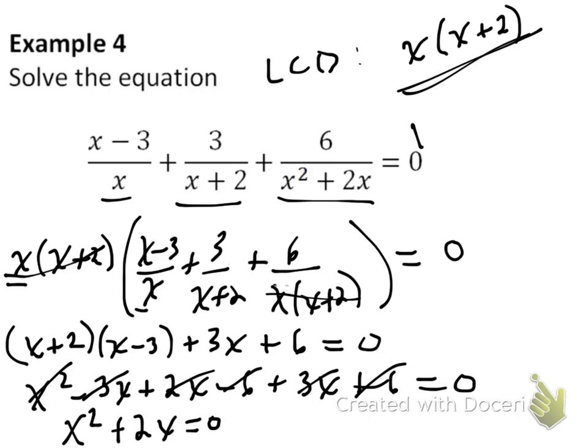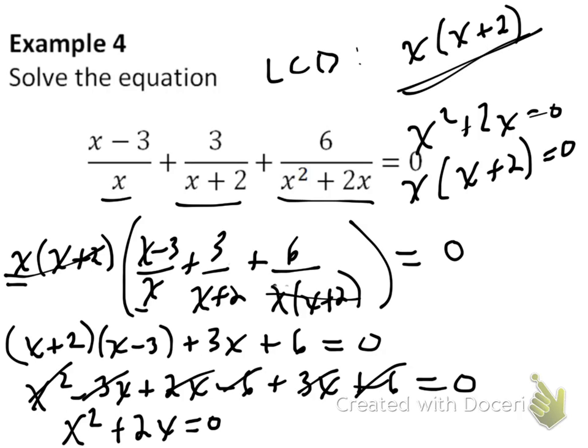Alright, and so I'm going to have x, erase this. So I have x squared plus 2x equaling 0. So factor out an x, so x times x plus 2. That's my LCD here. Alright, so x is going to equal 0 and x is going to equal negative 2.